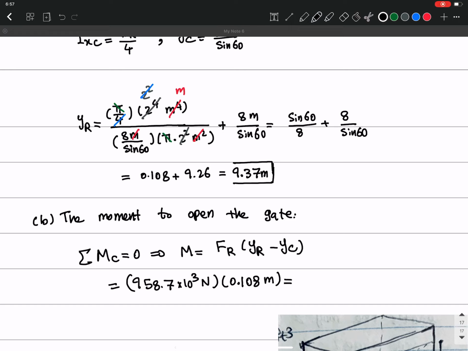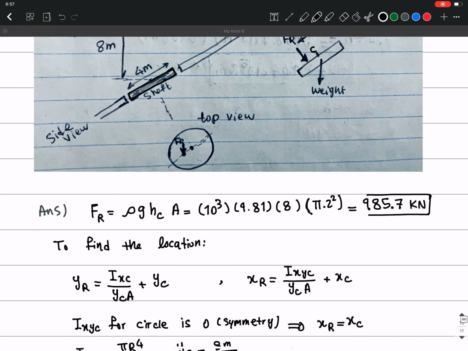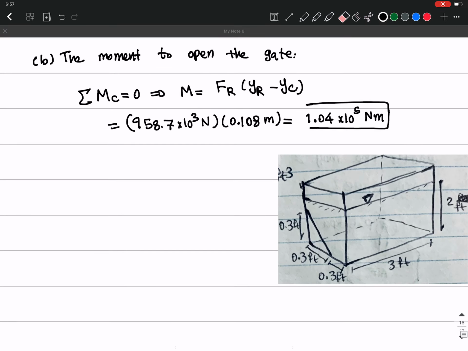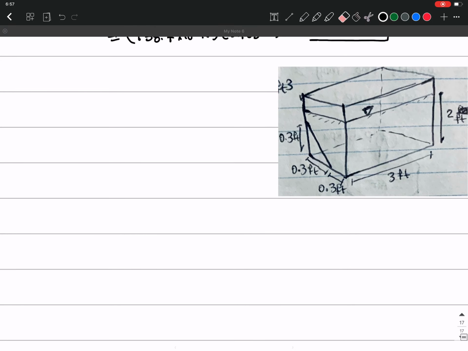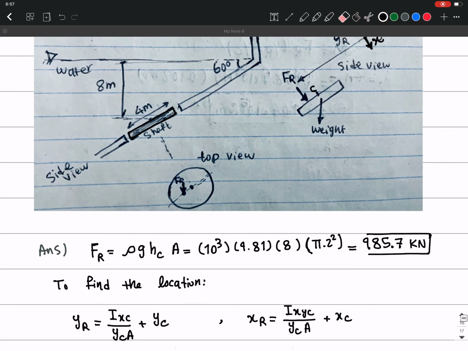And this is going to give us 104 times 10 to the power 5 Newton meter. So this is going to be the amount of moment that is needed to keep the gate closed, or how much moment is given to this shaft by the water, right? How much moment is applied to this shaft by the water above that.